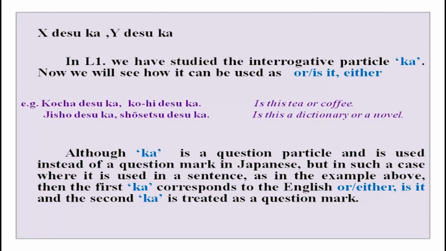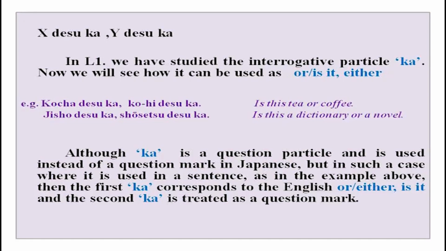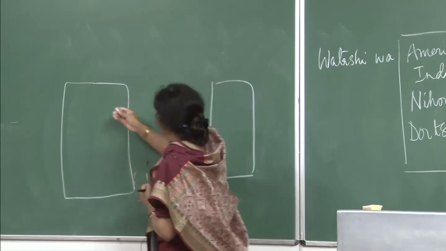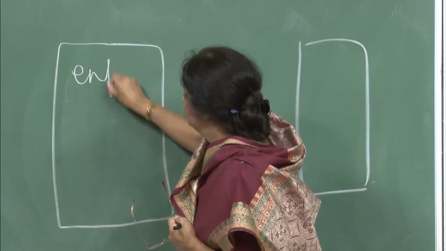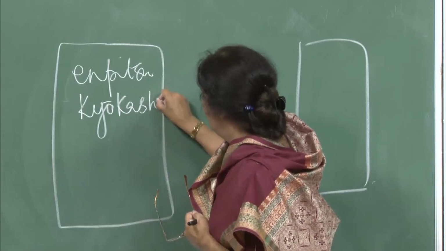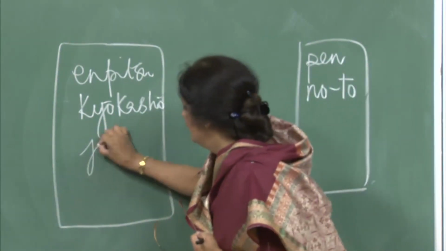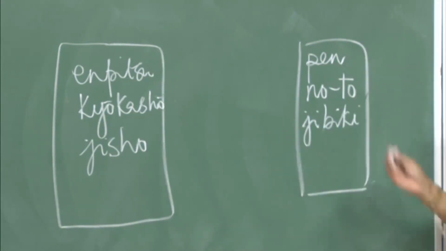Just now we did x desu ka, y desu ka, noun 1 desu ka, noun 2 desu ka. It simply says or, either. There is a choice between the two. Now, for noun 1, you can also replace it with simple words that you have done: enpitsu, kyokasho, pen, noto, jisho, jibiki. So, you can replace it with any of these.